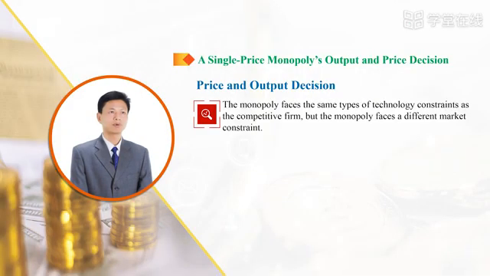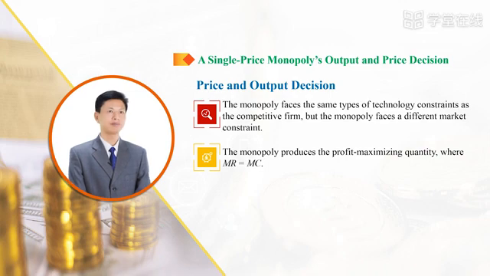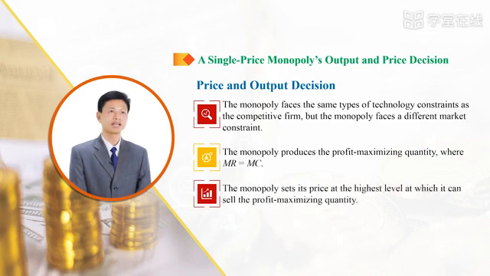A monopoly sets its price and output at the levels that maximize economic profit. To determine its price and output level, we need to study the behavior of both cost and revenue as output varies. How much profit does the monopoly make? Monopolies face the same types of technology and cost constraints as the competitive firm, so its costs behave just like those of a firm in perfect competition. The monopoly sets its price at the highest level at which it can sell the profit-maximizing quantity.